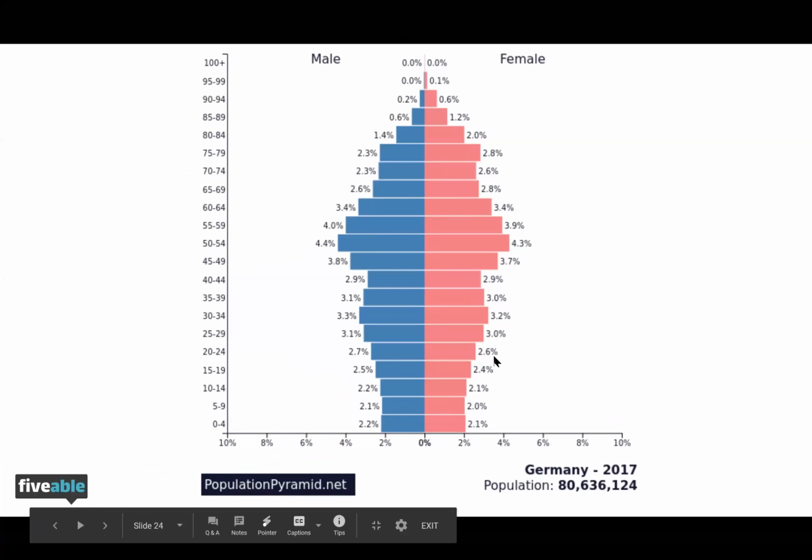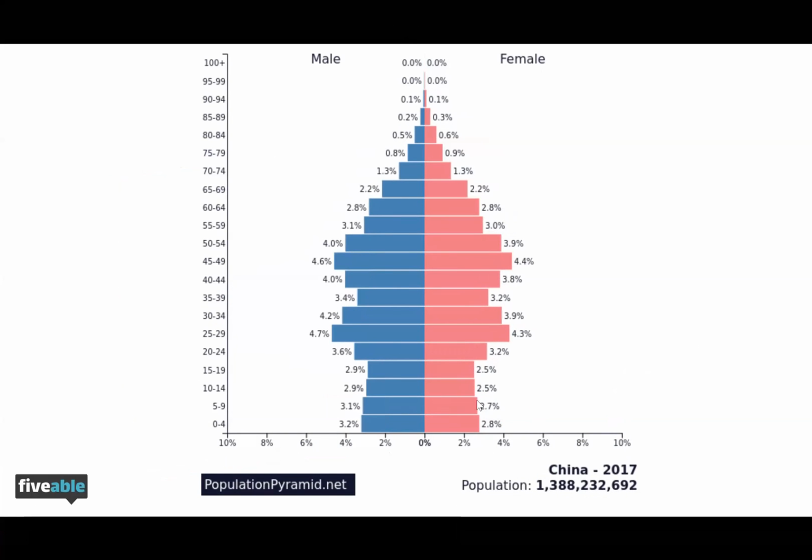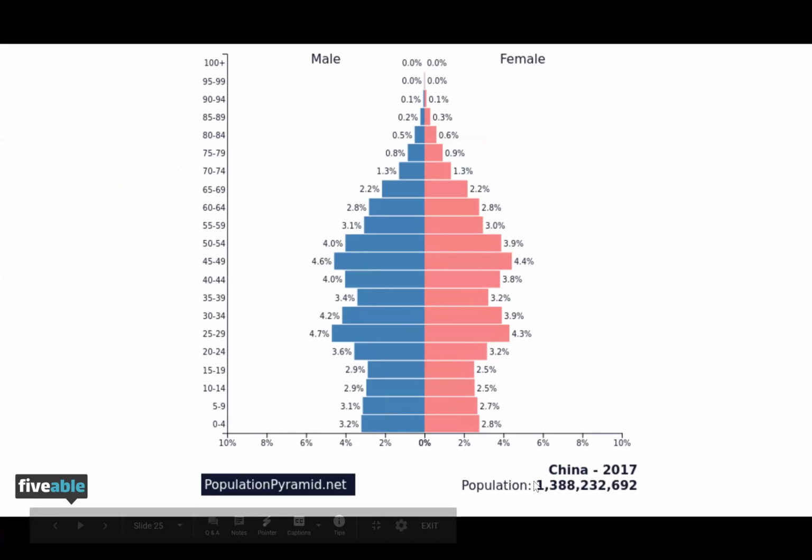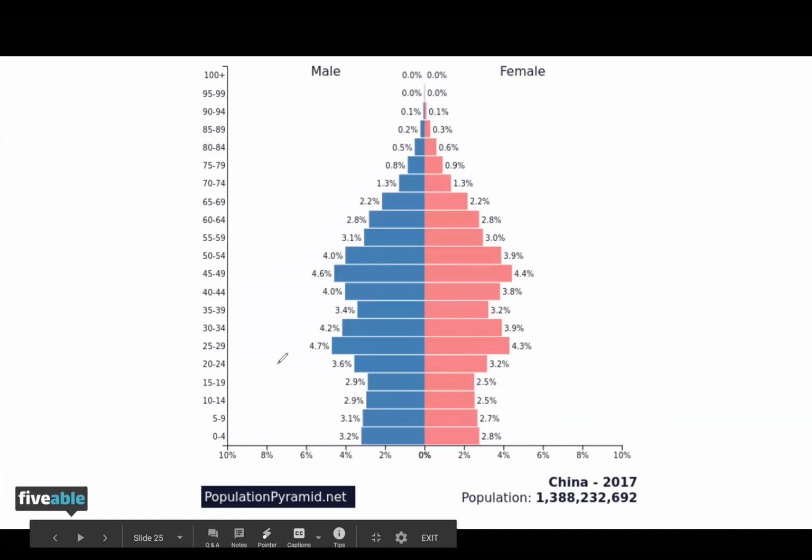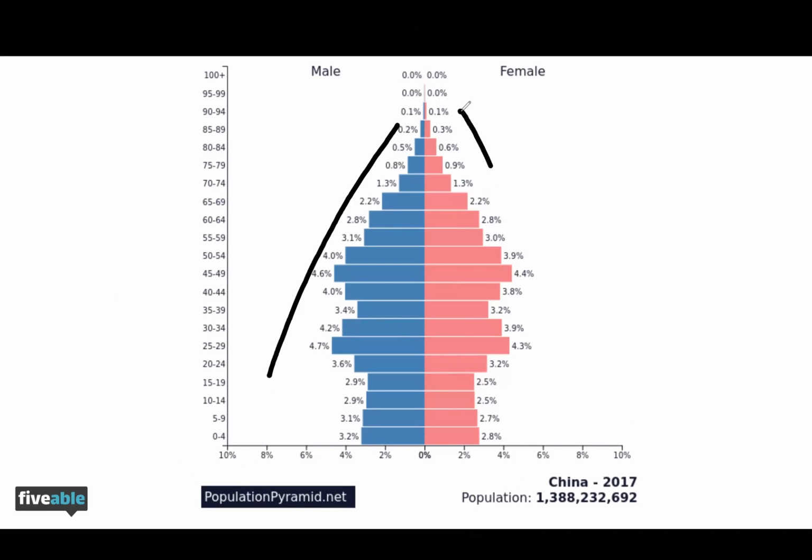I think we have one more. No, we don't need to analyze that. China's kind of a weird shape, but if you outline it, you can see lots of people here, little people here. Oh, look. Looks like a triangle. That's kind of the basic shape of that. We kind of explained what a triangle means already. Not going to go into depth into that one because I'm losing my voice a little.